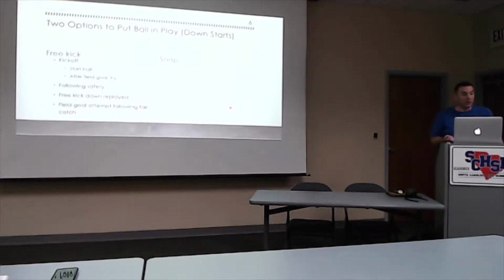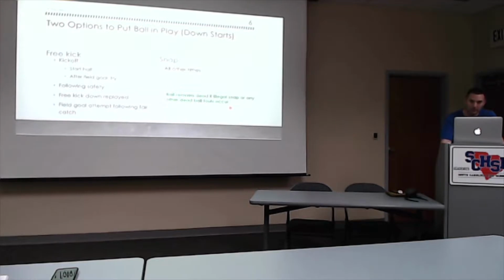So if we're not meeting one of those 4 criteria, then everything else is a snap. So there's those 2 options. And the ball remains dead if an illegal snap or any other dead ball foul occurs. So you cannot start the down with an illegal snap. That's a dead ball foul. So that is section 1.